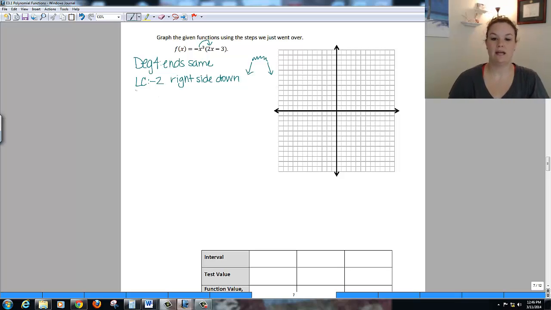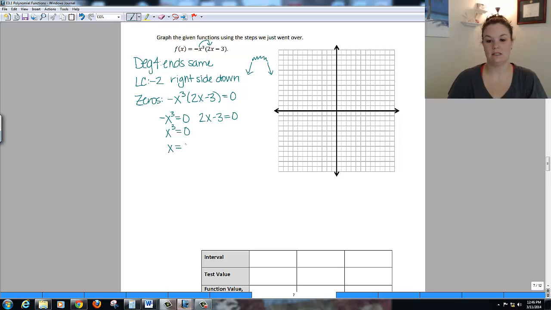So now let's go ahead and find our zeros. To find our zeros, we just factor and set each one equal to 0. Here it's already factored for us, so we just need to set each one equal to 0. So negative x cubed equals 0, or 2x minus 3 equals 0. I divide off the negative, which gives me x cubed equals 0. When I take the cube root, I get x equals 0.